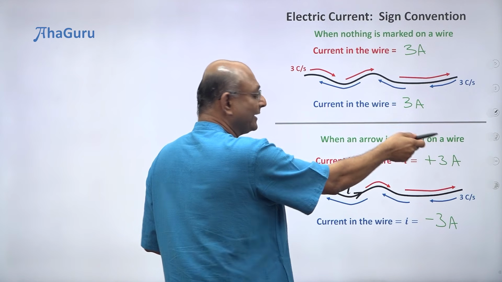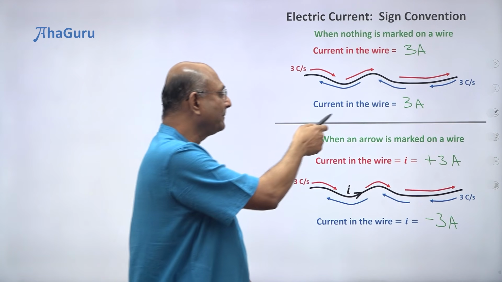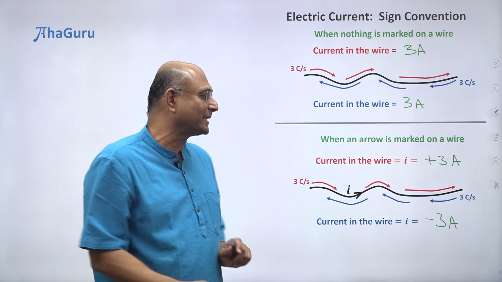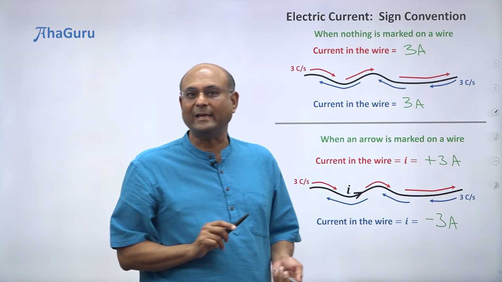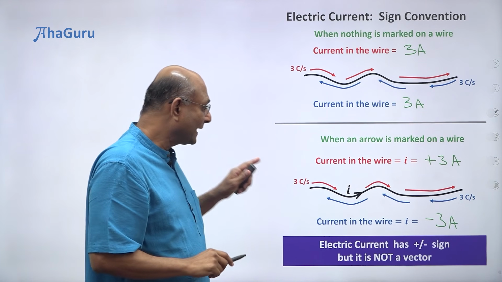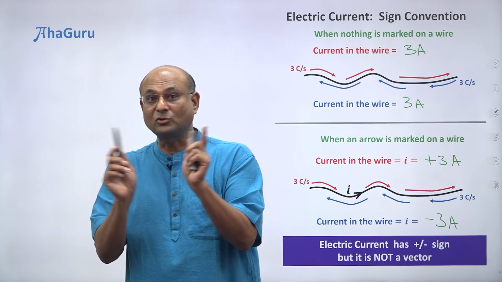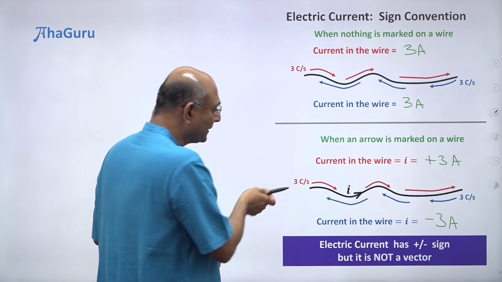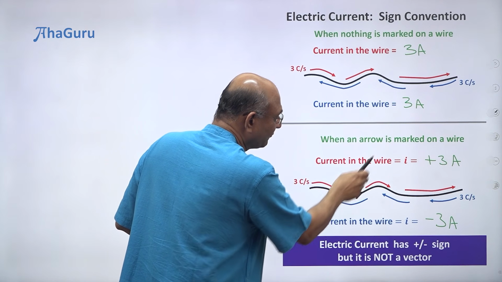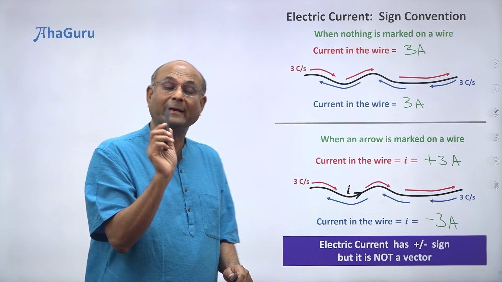But if the current is flowing in the direction that is marked, it will be considered as plus 3 or just 3. You don't have to say plus, you can just say 3 amperes. Now remember that electric current has a plus minus sign, but that does not mean it is a vector. For example, the current can flow like this, it can flow like that. It is all considered the same direction.